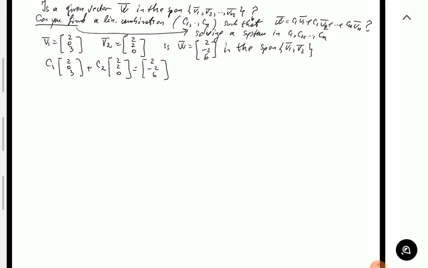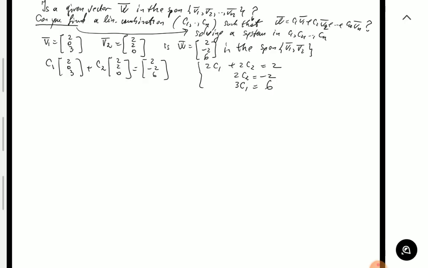But often, if it's not clear-cut, you just have to go through the solution of a system, to find C1 and C2 and see if that system gives you a solution. So in this case, perform the vector operations on the left side and set the components equal to each other. 2C1 plus 2C2 equals 2. 0 times C1, which is just 0, plus 2C2 equals negative 2. And 3C1 equals 6.